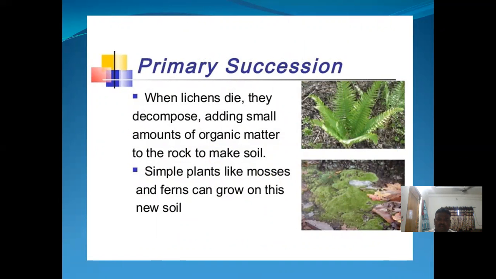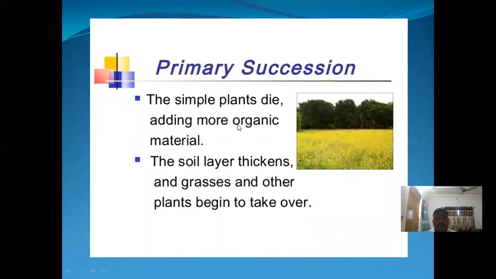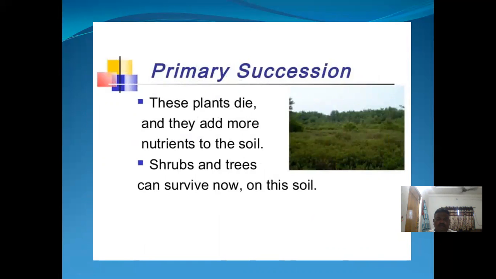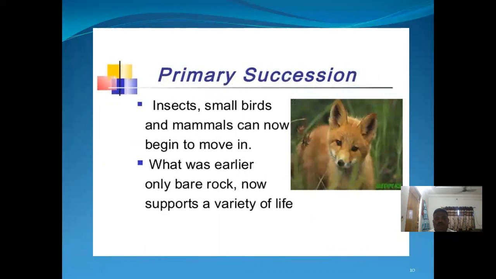Simple plants like mosses and ferns can grow on this new soil. The simple plants die, adding more organic material. The soil layer thickens and grasses and other plants begin to take over. These plants die and they add more nutrients to the soil. Shrubs and trees can survive now on the soil. Insects, small birds and mammals can now begin to move in. What was earlier only bare rock now supports a variety of life.